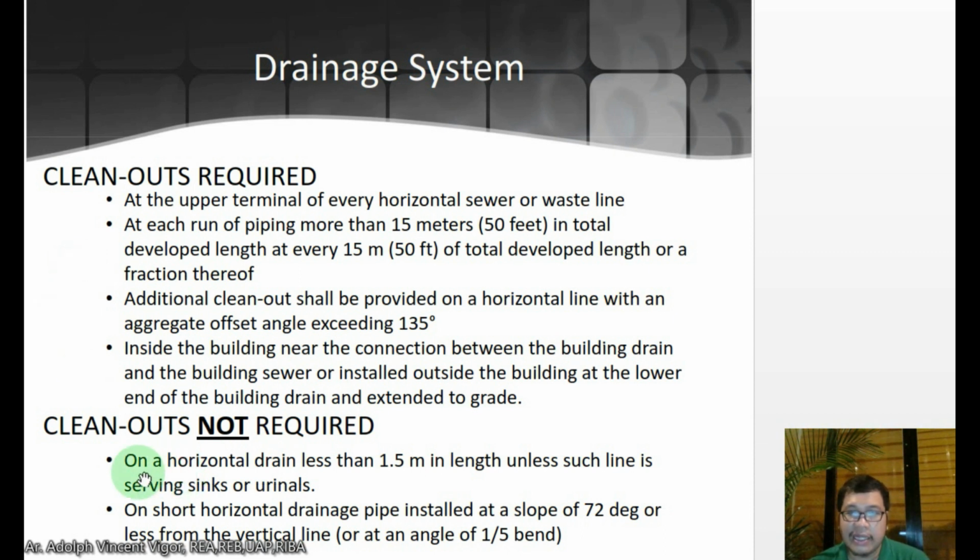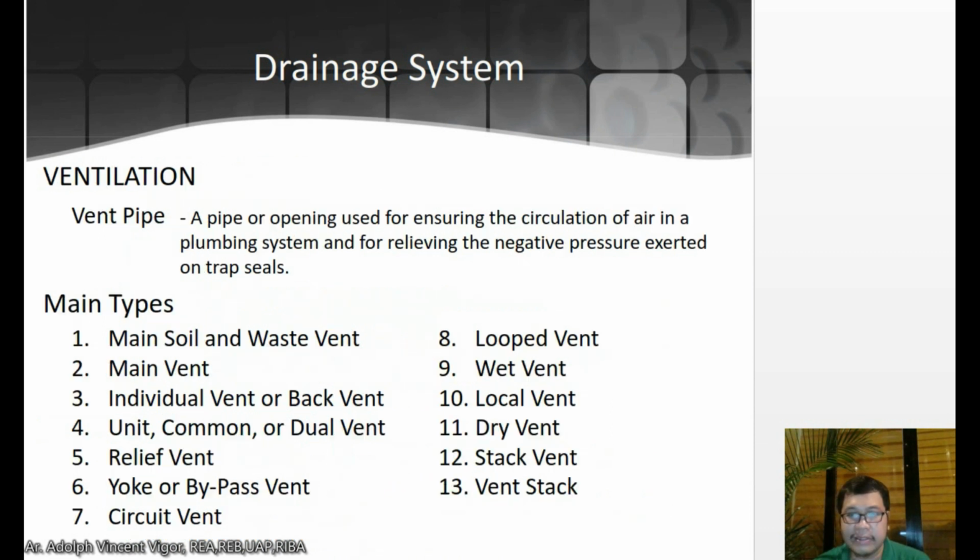Then, cleanouts are not required on a horizontal drain less than 1.5 meters in length unless such line is serving sinks or urinals. They are also not required on short horizontal drainage pipe installed at a slope of 72 degrees or less from the vertical line, or at an angle of a one-fifth bend.